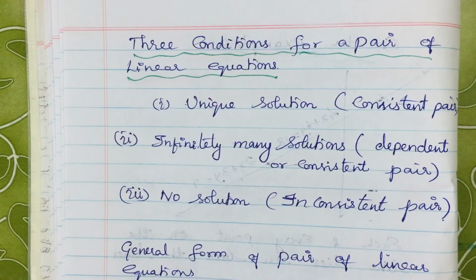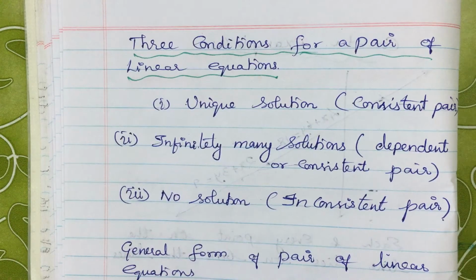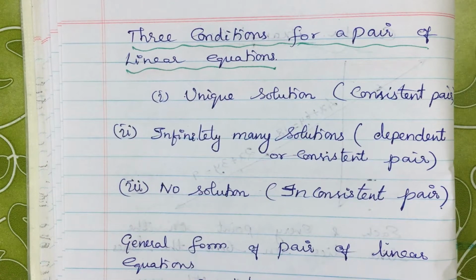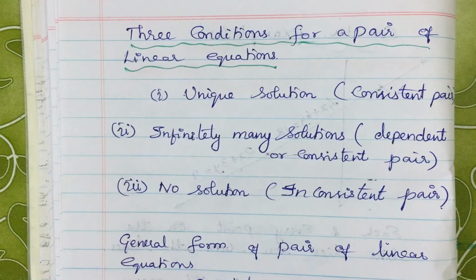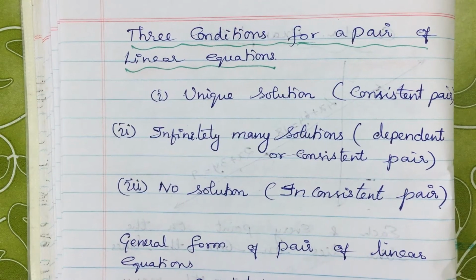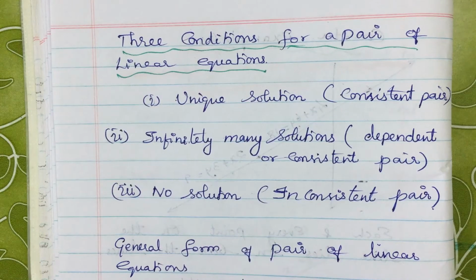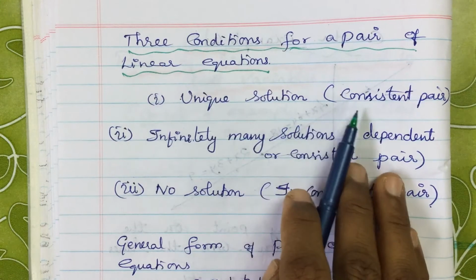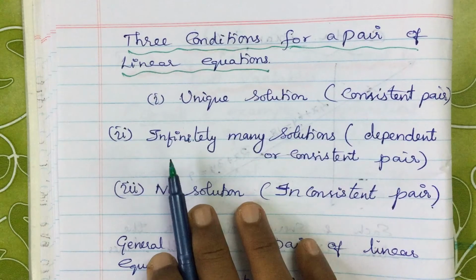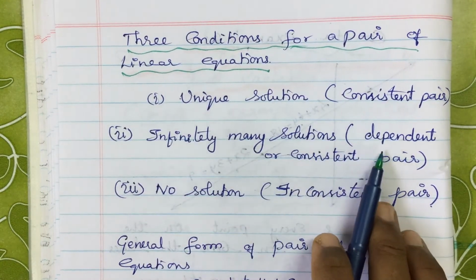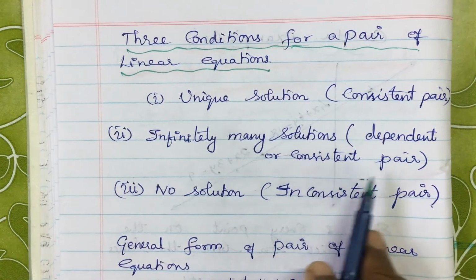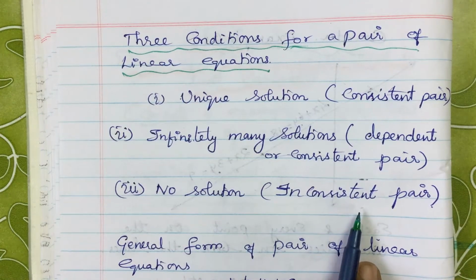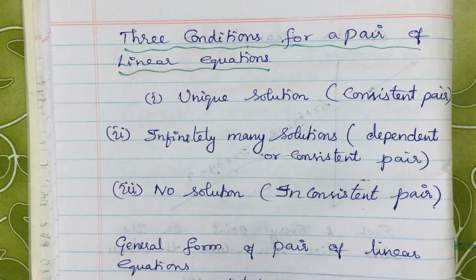3.2. For a given pair of linear equations, you will end up in three conditions. Sometimes you will get a unique solution, in some cases you will get infinitely many solutions, and for some cases you won't get any solution at all. When you get a unique solution, you call those pairs a consistent pair. For infinitely many solutions, you call the pairs dependent or consistent pairs, and for no solution you call those pairs of linear equations inconsistent.